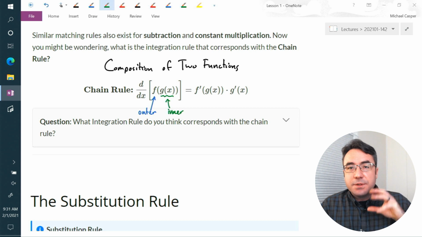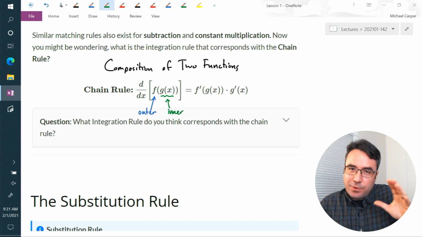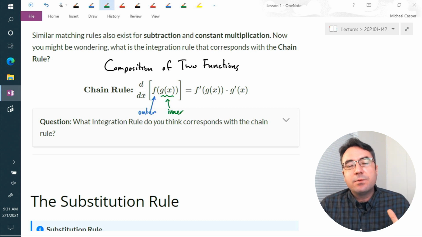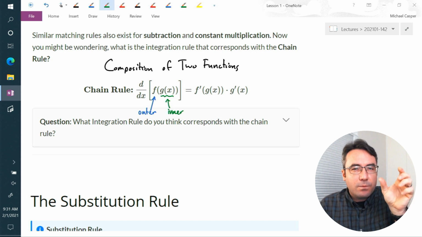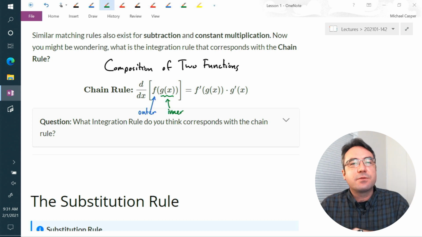So it's always important to keep this derivative rule in mind, because this is really what we're going to be undoing when we talk about the substitution rule. We're going to be undoing the chain rule. So we always want to keep in mind, what is the outer function? What is the inner function?